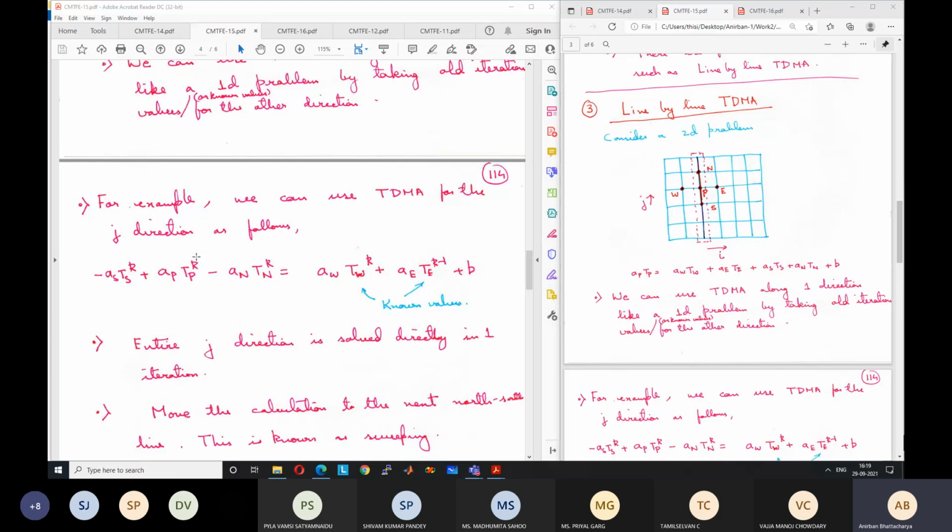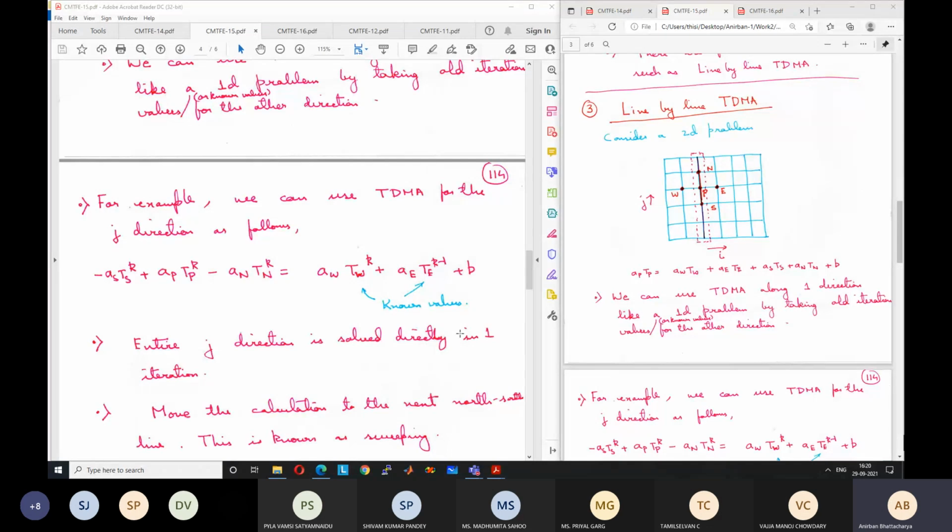We could have used k minus 1 also, but because k is already known, it will lead to faster convergence. Plus AE TE at k minus 1 iteration, because we have not yet solved for the right hand side line. Plus B. So this entire thing is known. So we have an equation with 3 unknowns. So we will similarly have n equations, n unknowns, and we will use it for the entire j direction. We will solve in one iteration. So in one iteration, we will solve the entire j direction, and then we will move the calculation to the next north-south line.